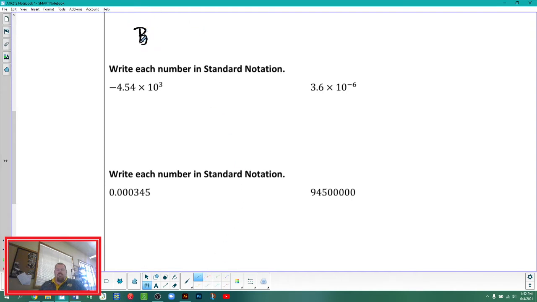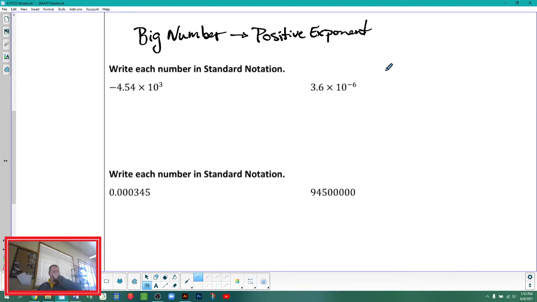If it's a big number, then it has a positive exponent. And by big number, I mean a number a long ways away from zero. Okay, because we can have very, very big negative numbers as well. And even though they're a long ways left on the number line, we kind of think of that as a small number. But I'm talking about big in size.